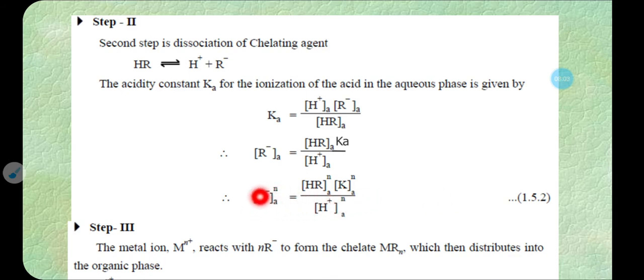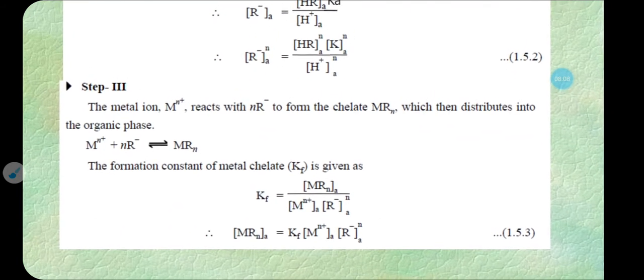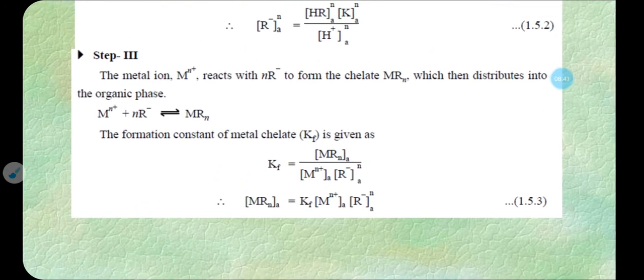Once we get the R-, this R- reacts with the metal ions present in aqueous to form a metal chelate, to maintain the third equilibrium. That is, the metal ion reacts with R- to form a metal chelate. So this is M+ and R- forming the metal chelate, and this formation of the metal chelate has a formation constant Kf, given by the equation according to the law of mass action.